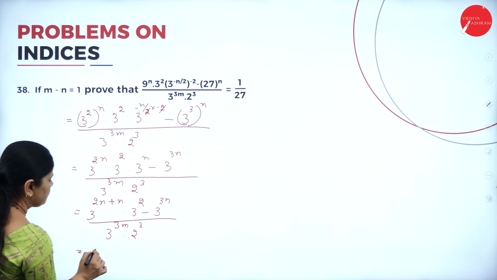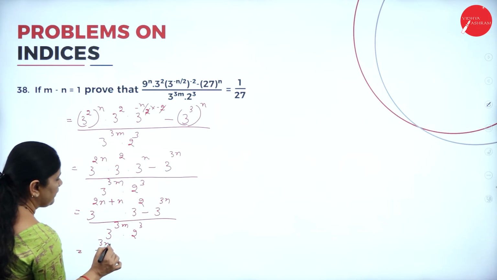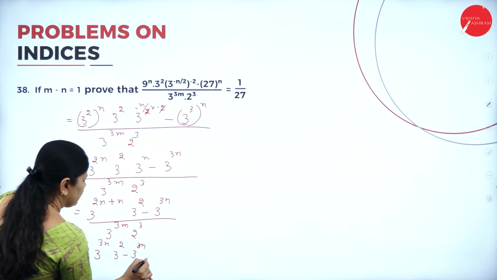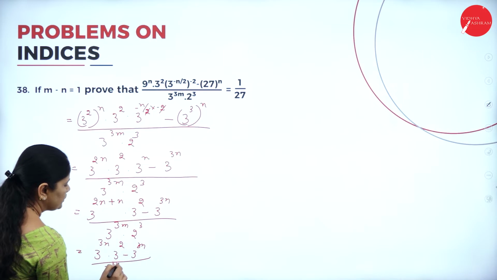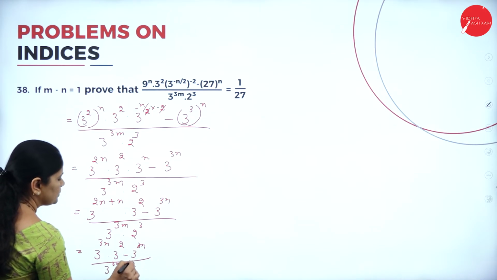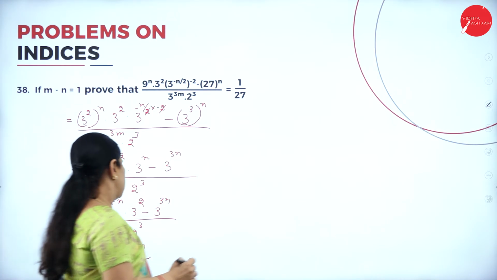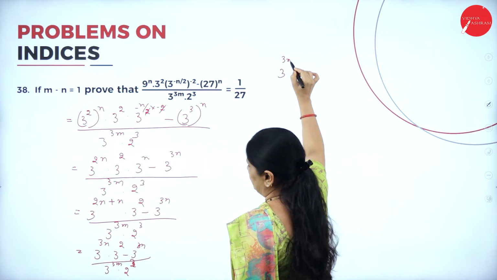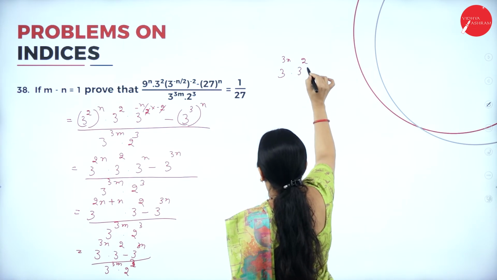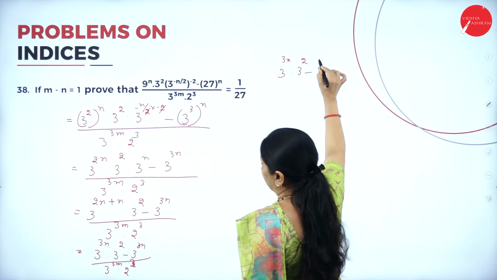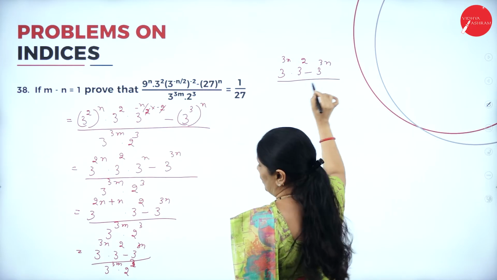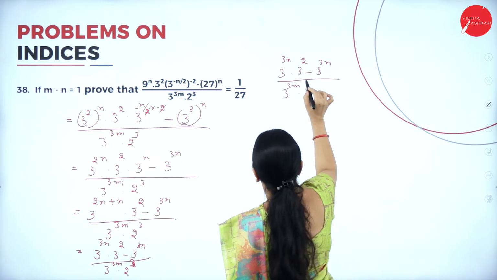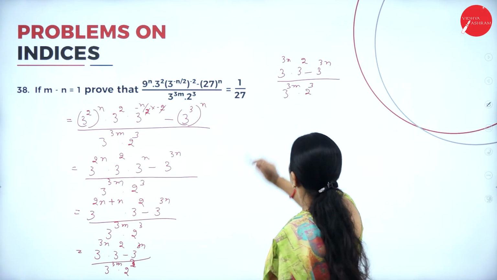Now this I will simplify it further. So 3 to the power of 3n into 3 square minus 3 to the power of 3n whole over 3 to the power of 3m into 2 to the power 3. Now this I am rewriting it here. So 3 to the power of 3n into 3 square minus 3 to the power of 3n whole over 3 to the power of 3m into 2 to the power 3. I have rewritten this expression here.